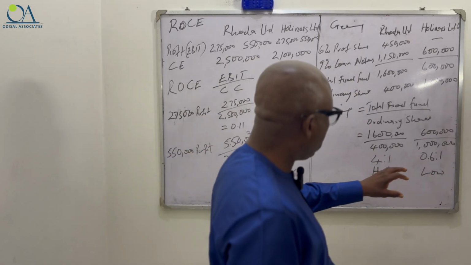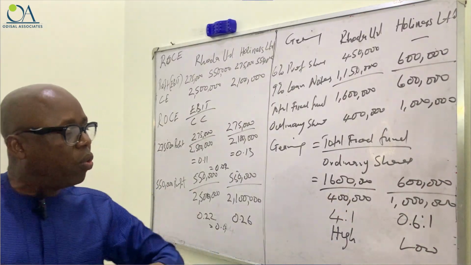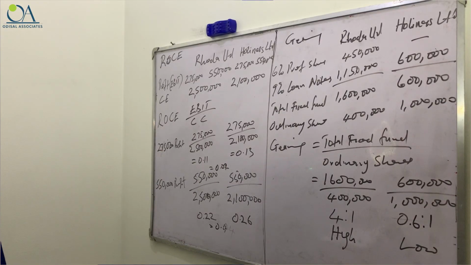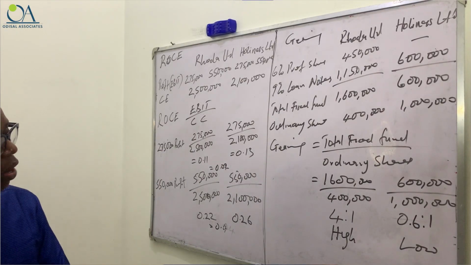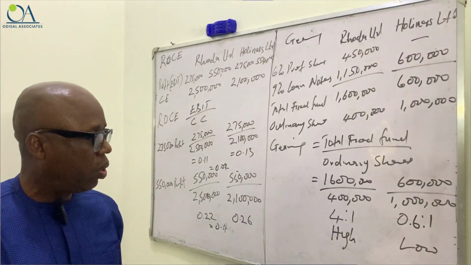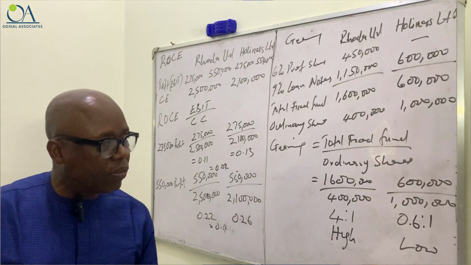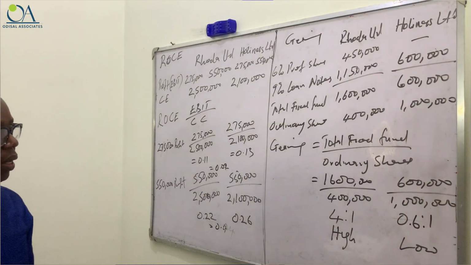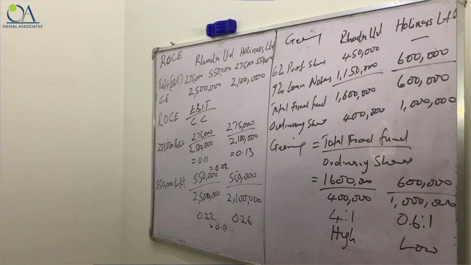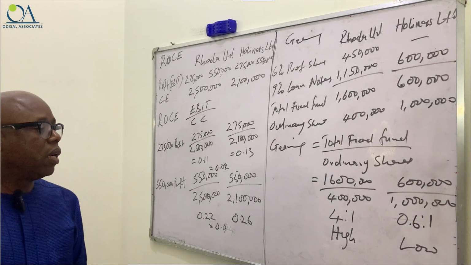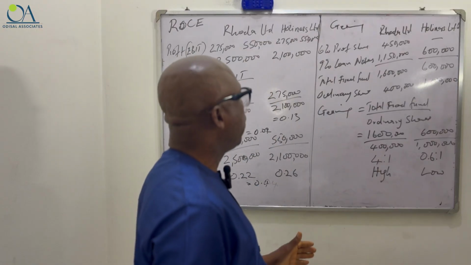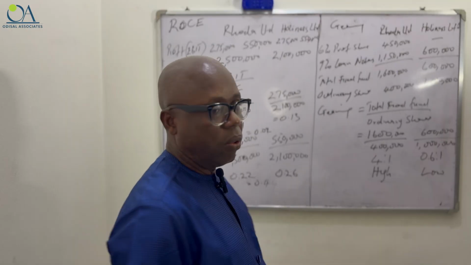are investing, using more of their own funds to finance their business, not borrowed funds. They're using more of their own fund to finance their business. That is why you see that their gearing is low. They have a low gearing. What it means is that they are borrowing less money. Their business is being financed by their own money that is brought by their shareholders. So the gearing of Rhoda Limited is high and the gearing of Holiness Limited is low.